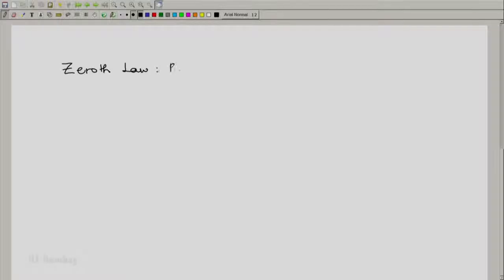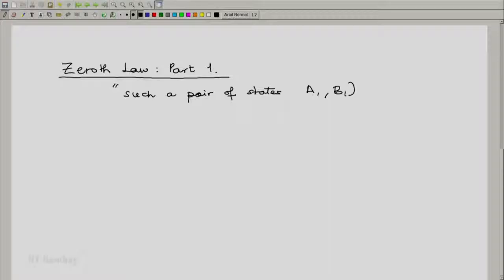Now we come to the first part of the zeroth law. So, statement of the zeroth law, part 1. This statement says that such a pair of states, state A1 of system A and state B1 of system B, exists. That means for any two systems we take, bring one, say A, to a fixed state A1, then in the state space of system B there is at least one state, say B1, which will not interact by the heat transfer mechanism across a diathermic partition. That means even if heat transfer is allowed across that partition.